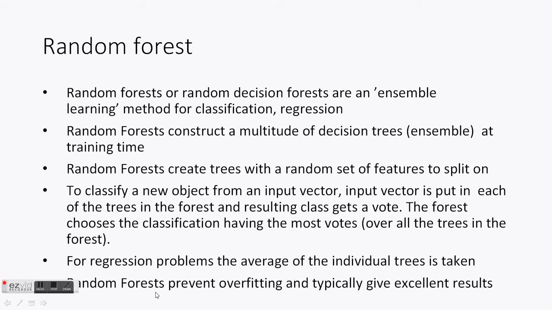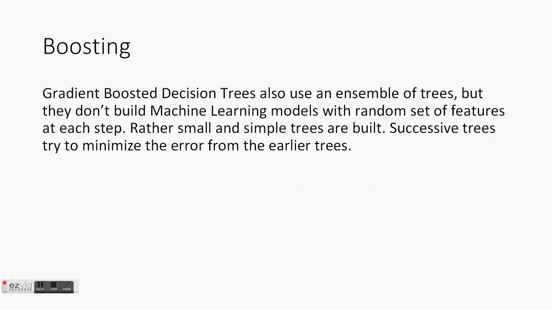to classify objects. When you're trying to classify a new object, you input the new input vector, and for all the trees you get a resulting class. And what the random forest will do is it will pick the highest vote from all the decision trees, and that will be the class that will be output. In the case of regression, you have a multitude of trees. You have an input data point, and when you're trying to predict some value, it will input this data point into all the individual trees, and then average out the results. Random forests prevent overfitting and usually give excellent results.